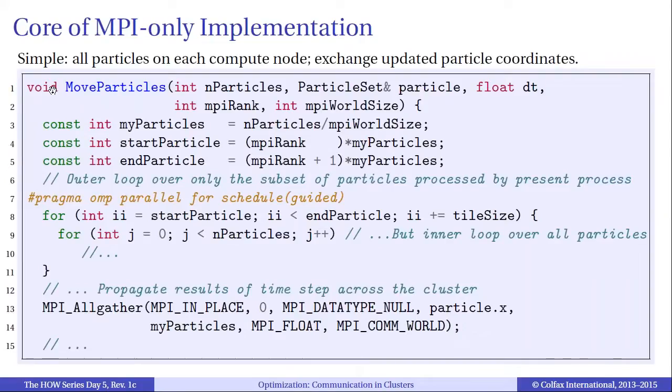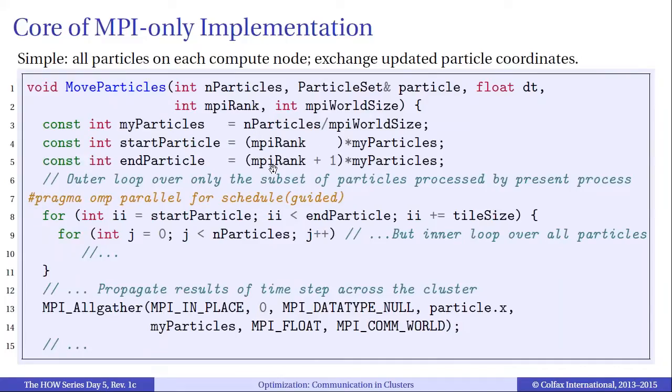I will have the function that moves particles, but notice that I have extra calculations here. I have n particles. This is the number of particles in the simulation. But I also compute my particles. This is the number of particles divided by how many compute nodes are processing this calculation. And then I'm stating that this particular instance of move particles is responsible only for this chunk of particles.